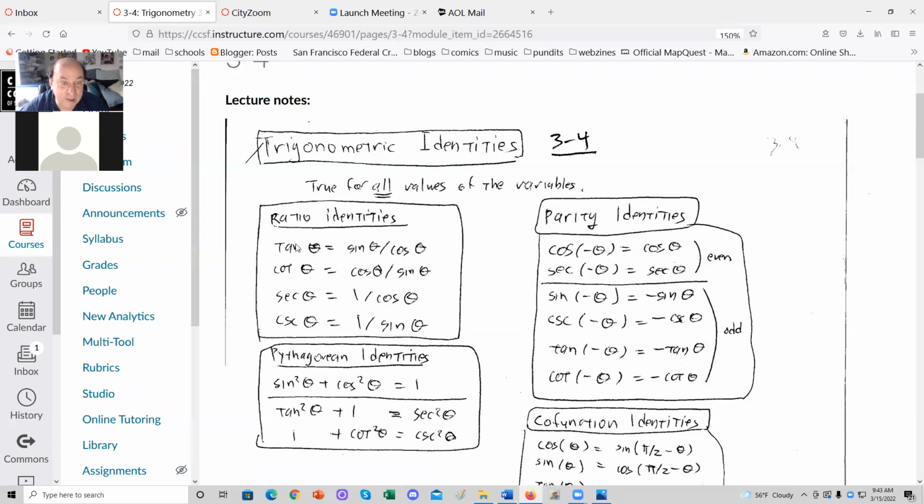The ratio identities: tan equals sine over cosine, cotangent equals cosine over sine. Tangent and cotangent are reciprocals of each other. Secant is reciprocal cosine, cosecant is reciprocal sine. That's by the definition of those. And really, that's what identities are: they go on about definitions. Because cosine and sine are on the unit circle, sine squared theta plus cosine squared theta equals 1.